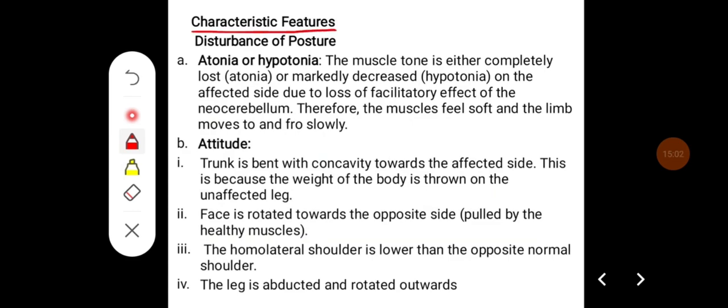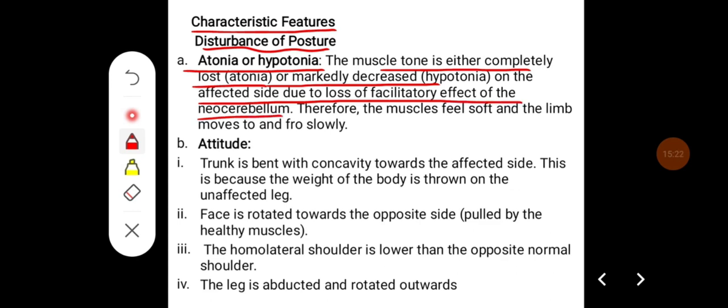Some of the characteristic features of cerebellar lesion. There will be disturbance in the posture. There can be atonia or hypotonia. The muscle tone is either completely lost, which is called as atonia, or markedly decreased, which is called as hypotonia, on the affected side due to the loss of facilitatory effect of the neocerebellum. Therefore, the muscles feel soft and the limb moves to and fro slowly.